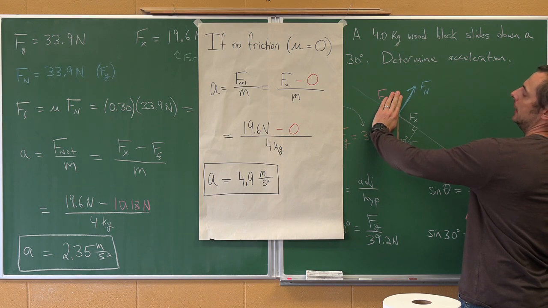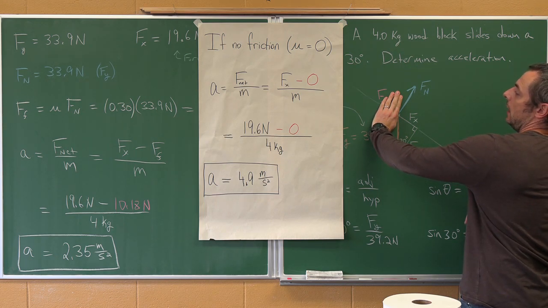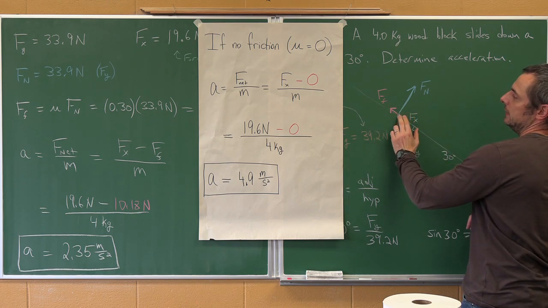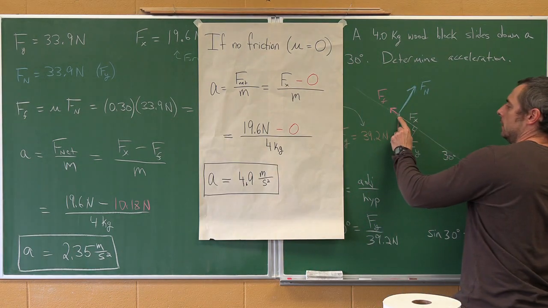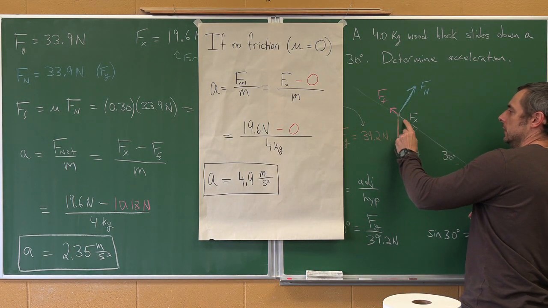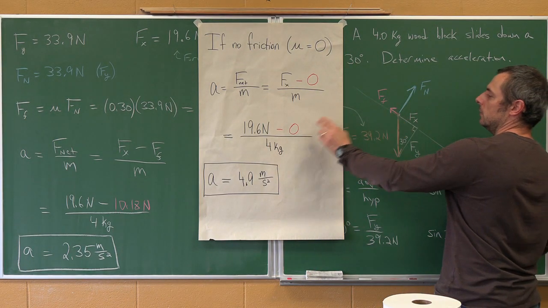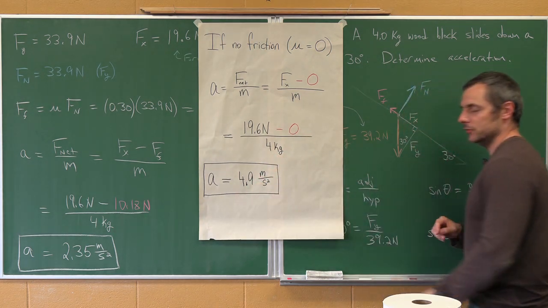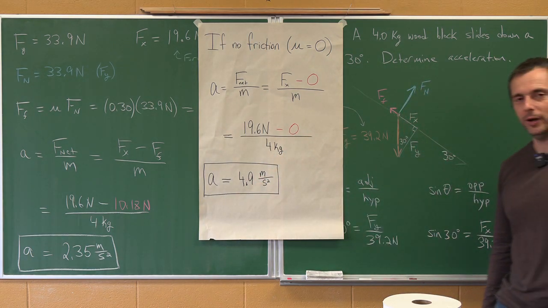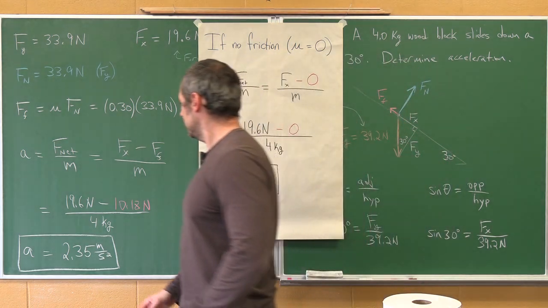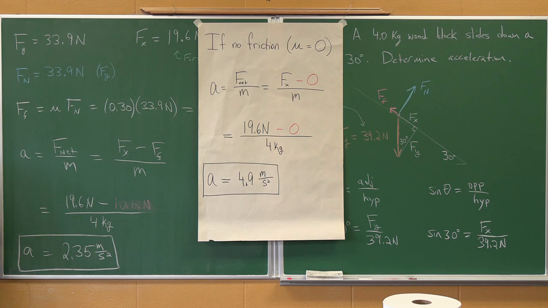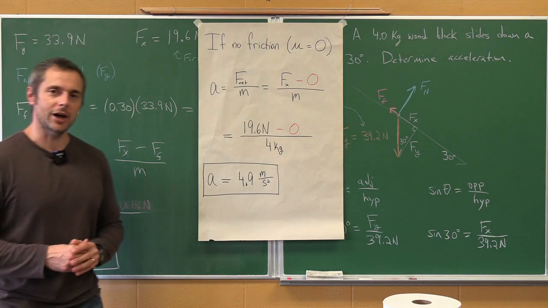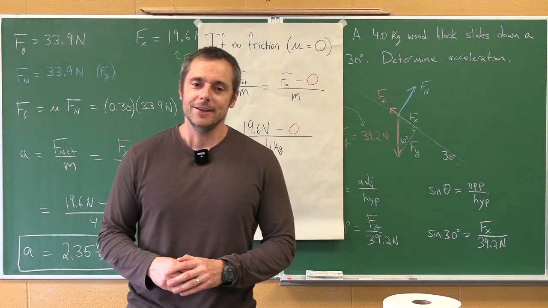So our diagram would look like this, just two forces. And our calculation would then just be this x component, the 19.6, pulling this way, 19.6, minus 0 in the backwards direction over mass gives us 4.9 meters per second squared. So that's what comes out of the calculation. And you get more acceleration, obviously, without friction.